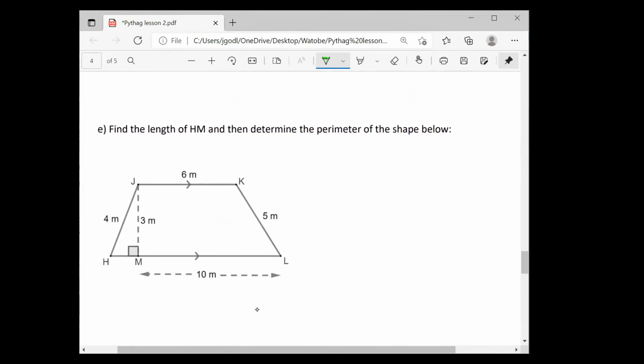Okay, so I've also tried to make this one a little bit easier for you. Find the length of HM. HM is here. And then find the perimeter of the shape. So let's see if everyone can get this right. And remember, we haven't done perimeter yet, so I'm just stretching you a little bit. Don't panic if you're feeling a little bit stressed with perimeter. We're just going to see how we can use Pythagoras in questions.